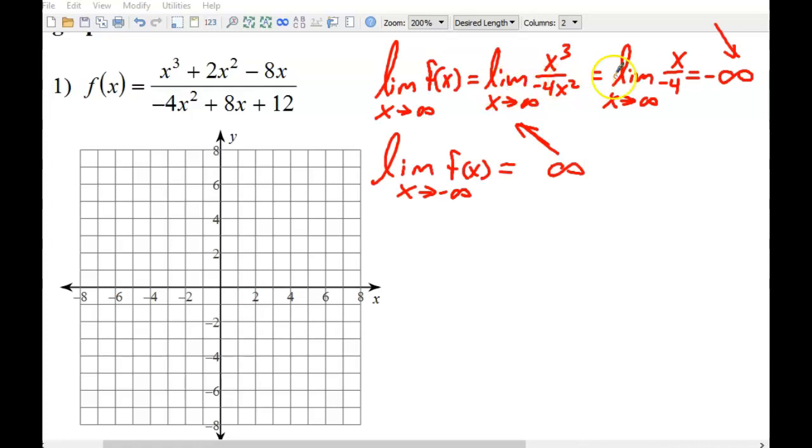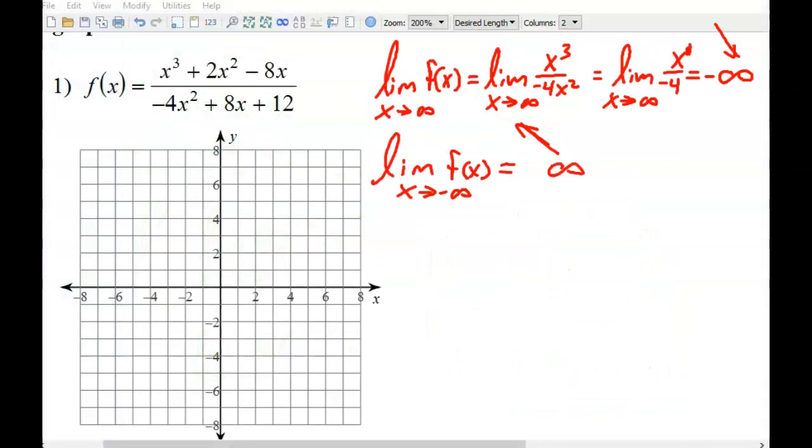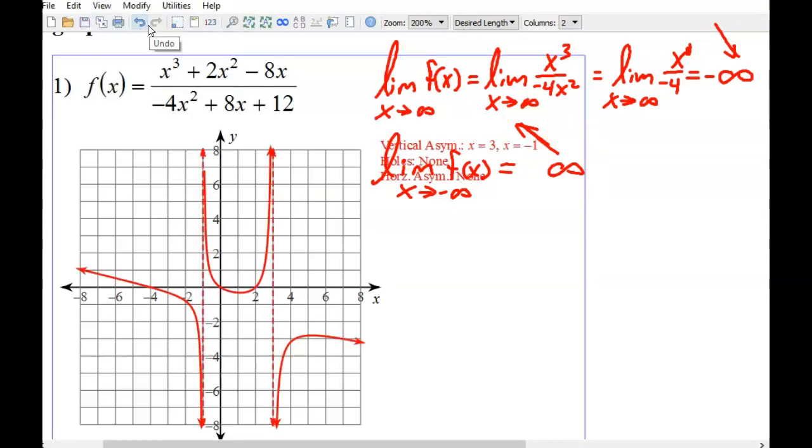After you apply all your limit stuff, you end up with x over negative 4. That's a negative fraction with an odd power, which, according to our chart, when you have a negative and an odd, it's down on the right and up on the left. So for my right-handed limit, it's negative infinity, and for my left-handed limit, it's positive infinity. That's why up here we have negative infinity, because as I go to the right, the y value goes down, and as I go to the left, my y value goes up. And then we can take a look at the graph to verify that. As you can see, it's going down on the right side and up on the left side.